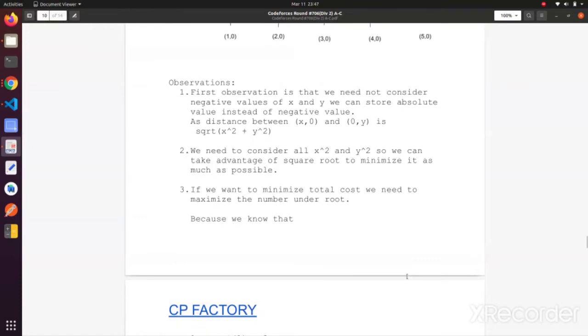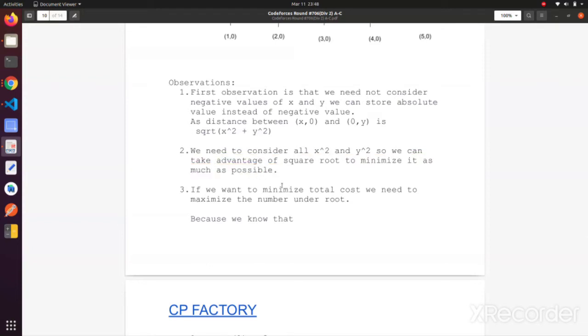Let us point out some key observations in this problem. The first observation is that we need not consider negative values, because ultimately we are computing x squared plus y squared, so negative values automatically become positive. So we will not store the negative values, rather we will store their absolute values, and we need to consider all the x squared and y squared. So we can take advantage of the square root to minimize the cost as much as possible.